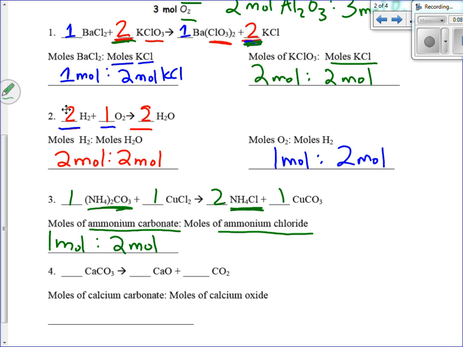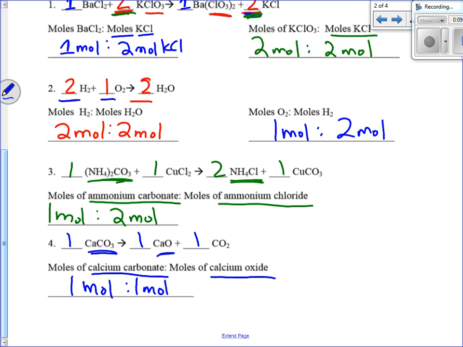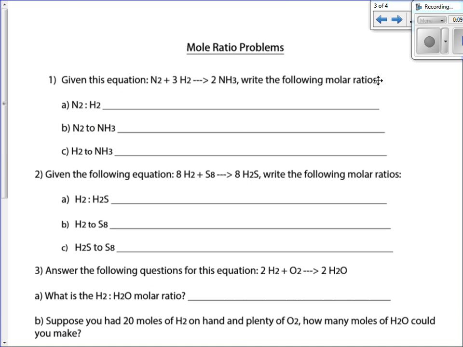Down here, number 4. What do we got going on here? What are the balancing here? 2? 1, 1, 1. That one was already balanced. It's all ones. Very good. So calcium carbonate is this guy. Calcium oxide is this guy. So 1 mole to 1 mole. Now it's a little bit more practice on the back there. Let's take a look. I want you to do 1, 2, and 3A.